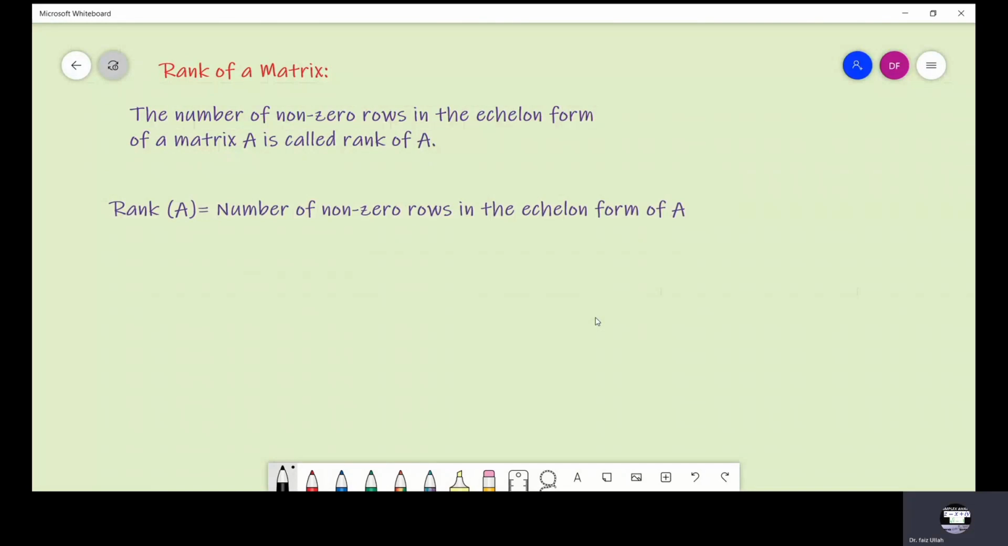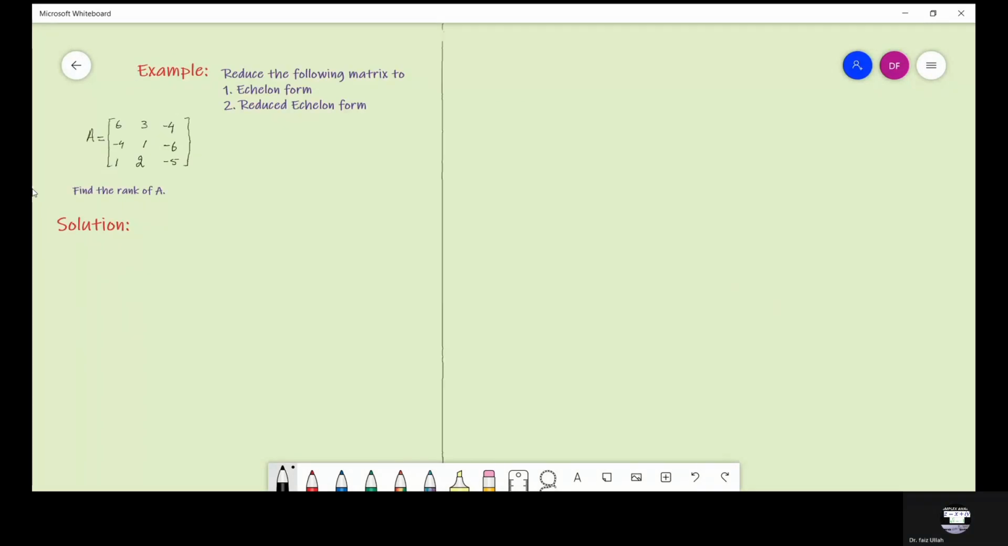Rank of a matrix. Let us see a simple definition. If we are given a matrix A, we should reduce that matrix to echelon form, and then we shall count the number of non-zero rows. So rank of A is equal to the number of non-zero rows in the echelon form of a matrix. In this example, we should learn how to reduce a matrix to echelon form and to reduced echelon form, and how to obtain the rank of a matrix.